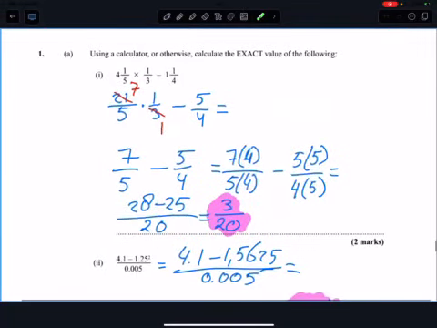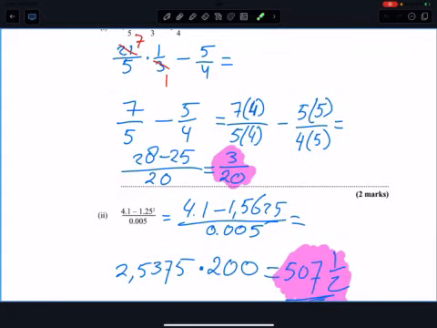Yes, first question. There we go. You make them fully fractions first. Divide 21 by 3. 7 over 5, subtract 5 over 4. Denominators have to be the same when dealing with addition or subtraction. Lowest common multiple of 5 and 4 is 20. So you multiply 7 with 4, 5 with 5, and then your answer becomes 3 over 20.